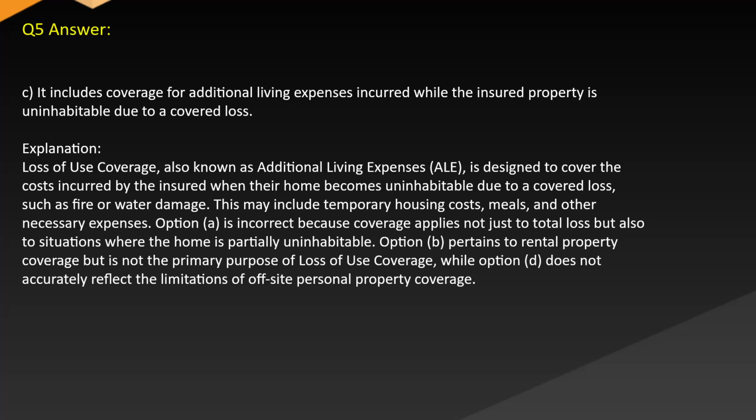Option A is incorrect because coverage applies not just to total loss but also to situations where the home is partially uninhabitable. Option B pertains to rental property coverage but is not the primary purpose of loss of use coverage, while option D does not accurately reflect the limitations of off-site personal property coverage.